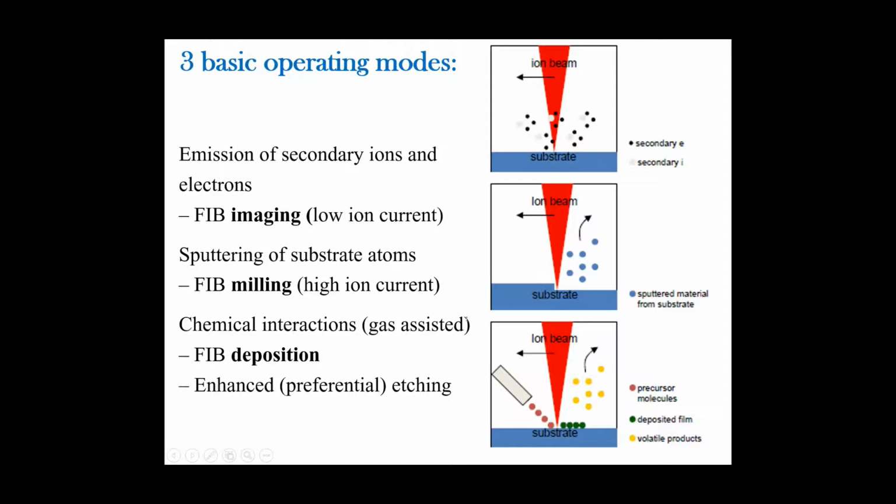And you can do deposition, which is normally done by chemical interaction in a gas assisted way. That means you have to insert a gas, and then by using the ion beam assisted system, you can do some deposition. So those are the three basic operations that can be done using this ion beam system.